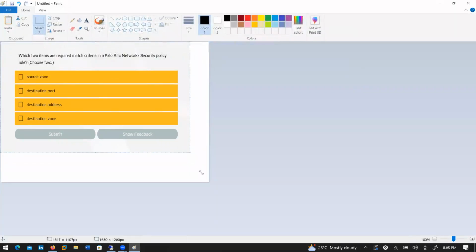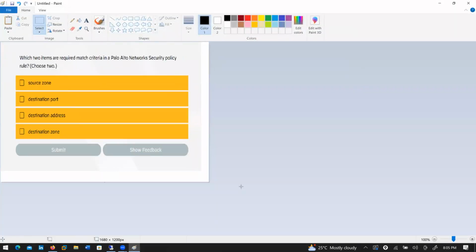We can check the error logs in the CLI as well, right? For the NAT which didn't work. Yes, you can check. Show session id or show session all. It will show all the sessions for NAT.